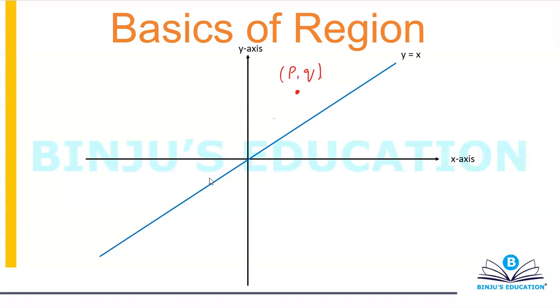Now let me make you understand this. What I'm going to do is drop a perpendicular from this point onto the x-axis.